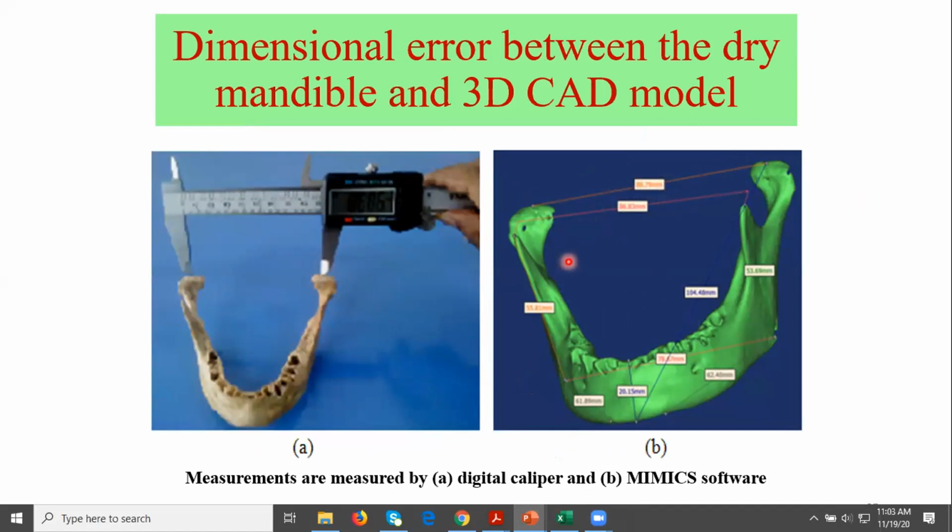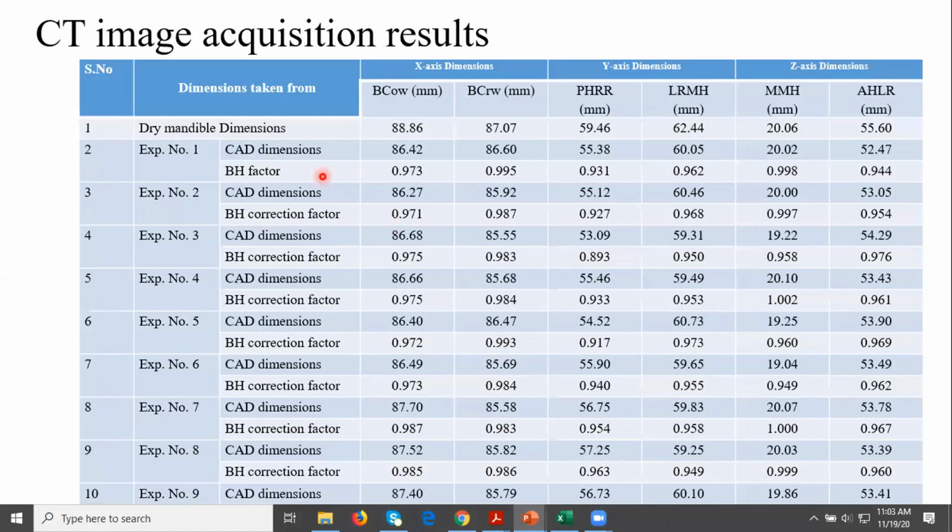Now we calculate the beam hardening correction factor here. This is the x-axis dimension, this is the y-axis dimension, this is the z-axis. In each axis, we take two dimensions. Here the diamondable dimensions are already there, and this is the CAD model. Whatever the ratio of the CAD model to the diamondable is, we take that and fix it as the beam hardening correction factor. This is for the x, y, and z axes.